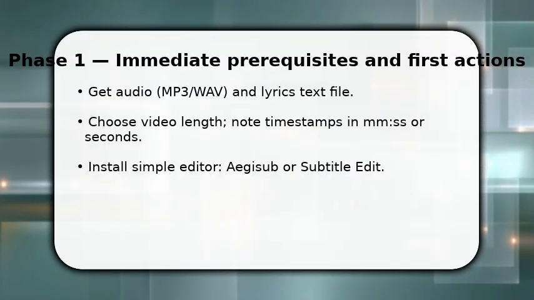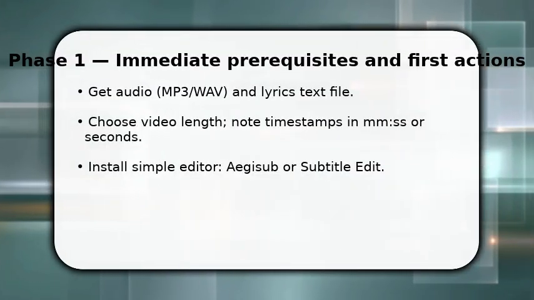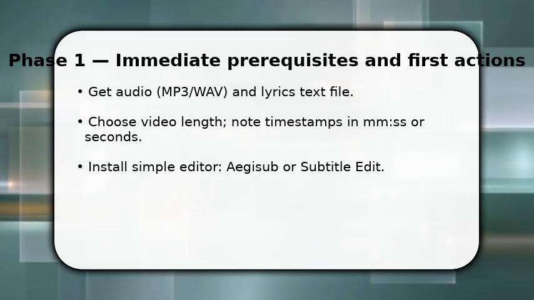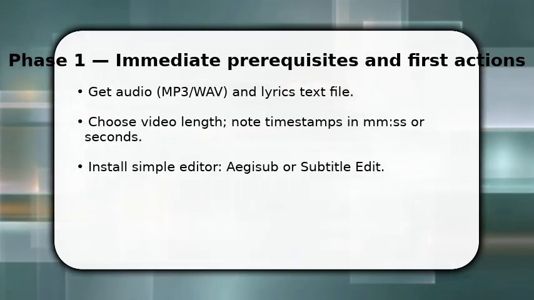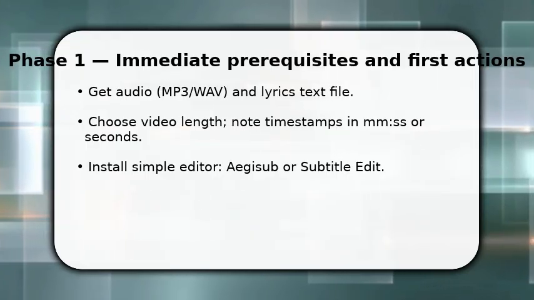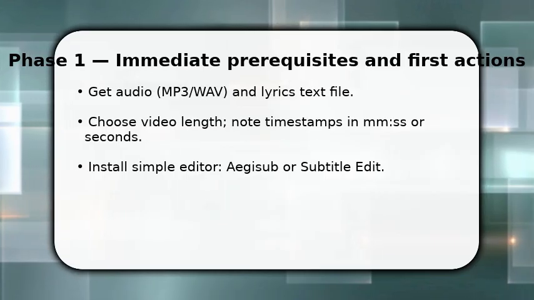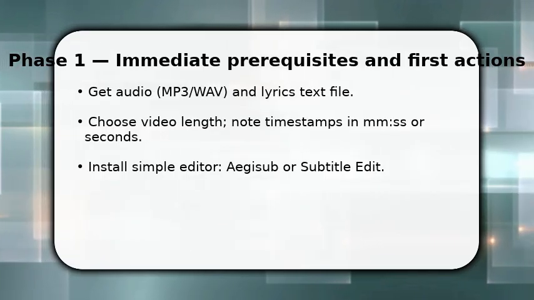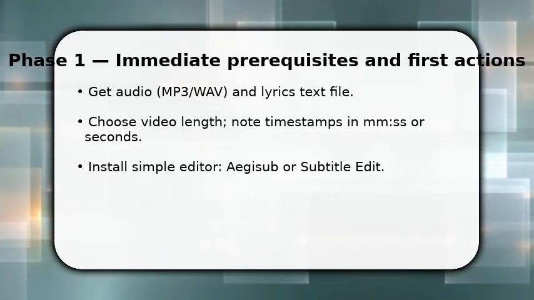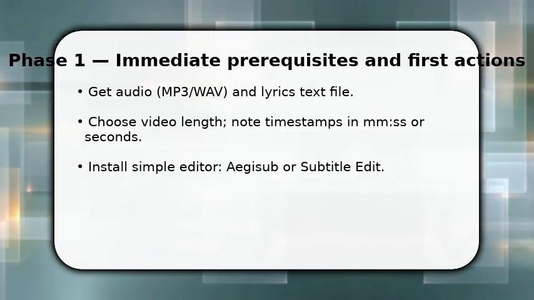You start by gathering essentials, audio and a plain lyrics file because timing relies on the original track. Open your editor, Aegisub or Subtitle Edit, and load the audio immediately. Then create a timeline, scrub the waveform and mark verse and chorus boundaries in SS, or seconds. Once done, insert rough lyric lines at those markers so you have a scaffold to refine.